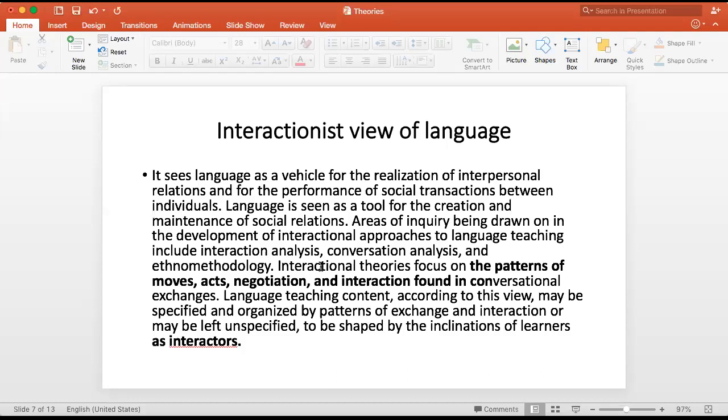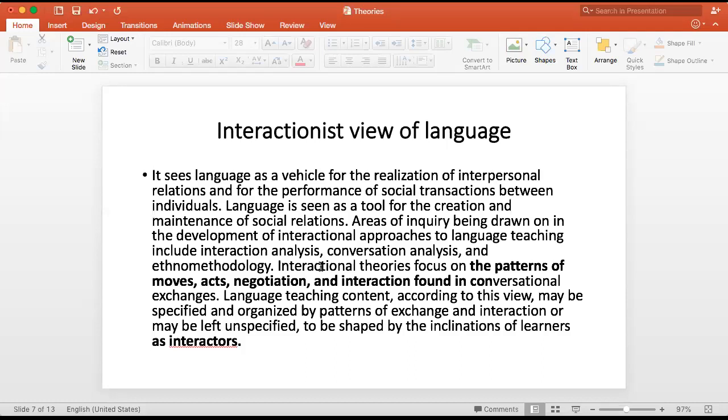Now, these interactional theories, okay, or this interactional view of language, what is their focus? For instance, structural view, the focus is on the structures. Functional view, on the function of the language. Now, the interactional theory focuses on the patterns of moves, acts, negotiations, and interactions that are found in conversational exchanges. Okay, so how do people, it's about the body language also. It's about how people move from one topic to another.